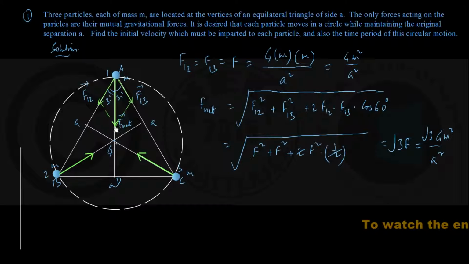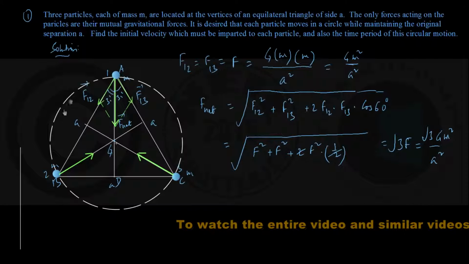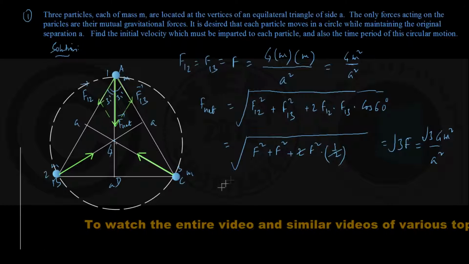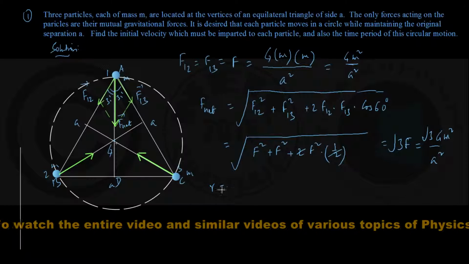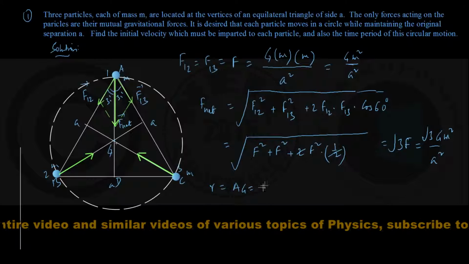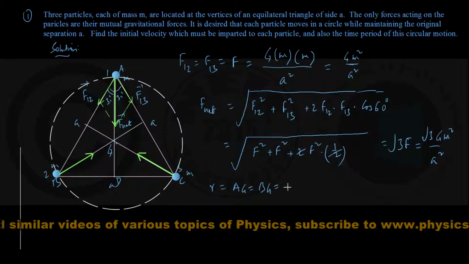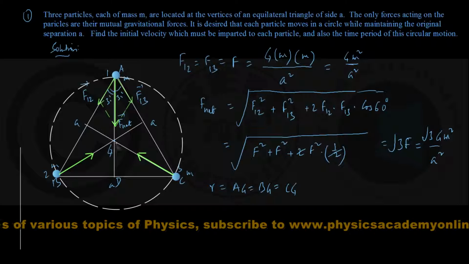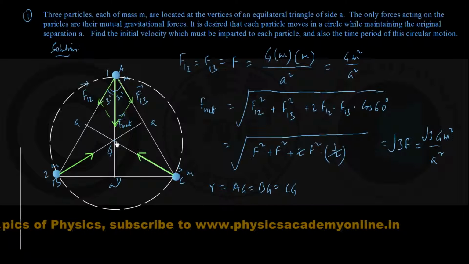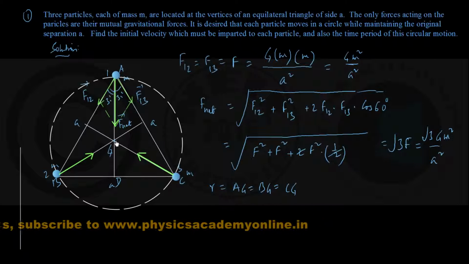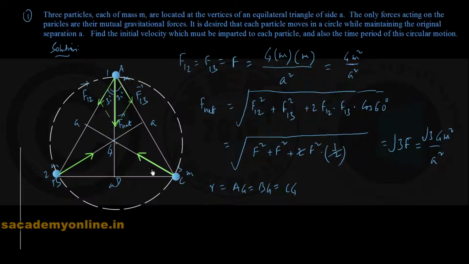Once we get the value of F net, let us now also find out the radius of this circle described by this particle. That is, radius means this length AG or BG or CG, is it not? And you know that at the centroid, the three medians get trisected. The ratio is 2:1, AG is to GD is 2:1. So, let me find quickly this length AG.